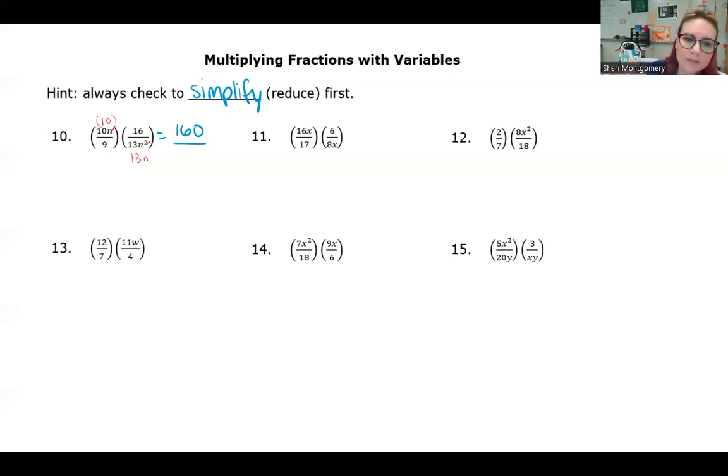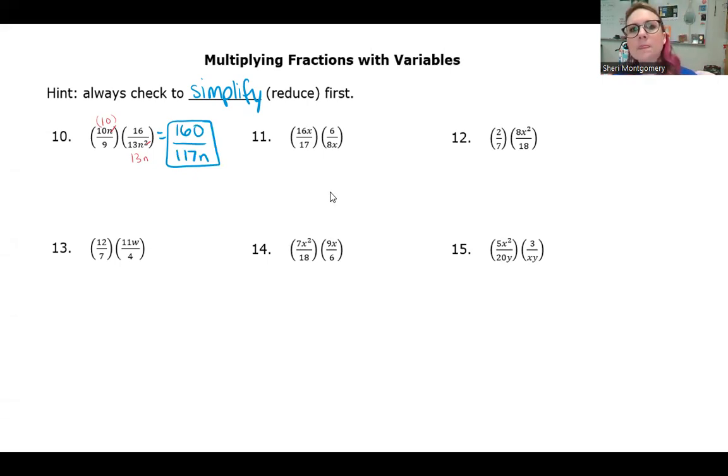And then on the bottom, we have 9 times 13. I don't know what that is in my head. You're gonna have to type that in a calculator. 117, and there's an n there, so we just put an n. And it couldn't reduce at the beginning, so it can't reduce at the end. So even though we're adding on the variables, don't stress, you can do this.